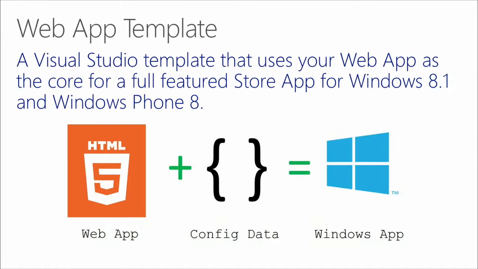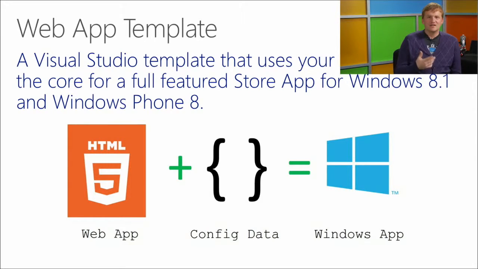The Web App Template basically allows you to take your web app and then combine it with a bunch of configuration data about that web app. And then at runtime, it puts your website together with the configuration data using a web view and turns it into a Windows Store app. So when we were talking with companies who had these great web apps, we realized there's a lot of features that are going to be consistent for every app that has to become a store app.